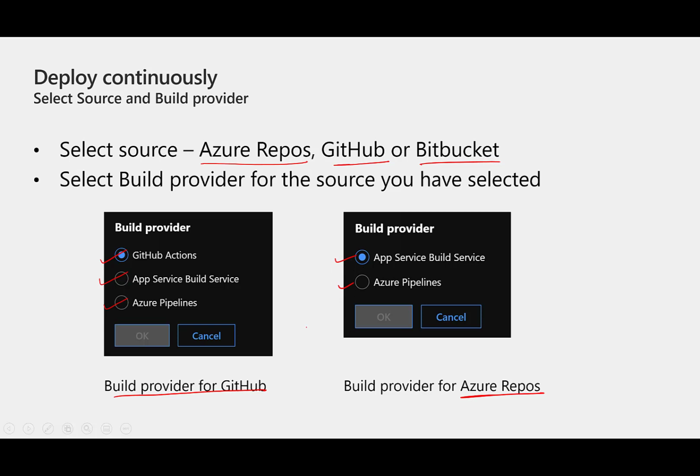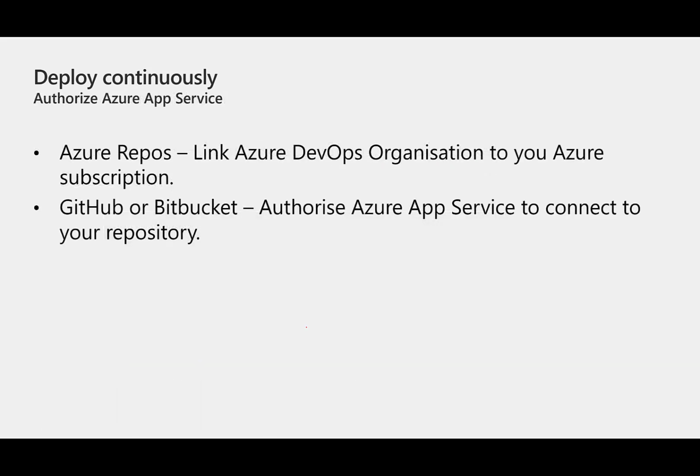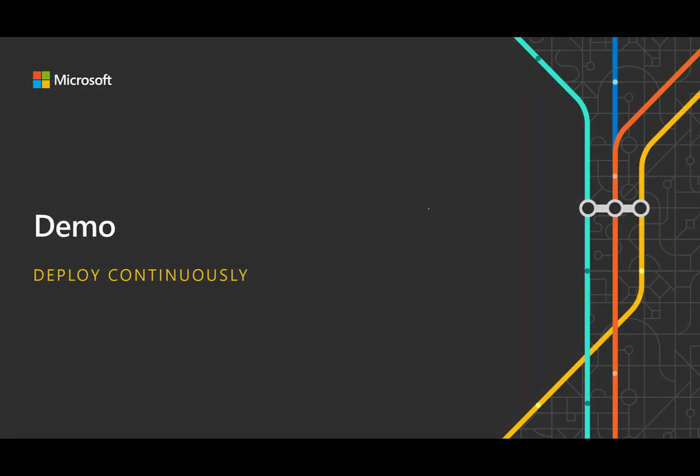So you've got those different options. Once you have selected your build provider, make sure you have authorized. So authorize App Service to connect to your service, maybe Azure DevOps or GitHub or Bitbucket. If it's Azure DevOps, then you need to link your DevOps organization to your Azure subscription. If it's GitHub or Bitbucket, you need to authorize App Service to connect to your repository, and then we will be able to configure that continuous deployment. So let's look at the demo of how we can configure deployment continuously with different tools.